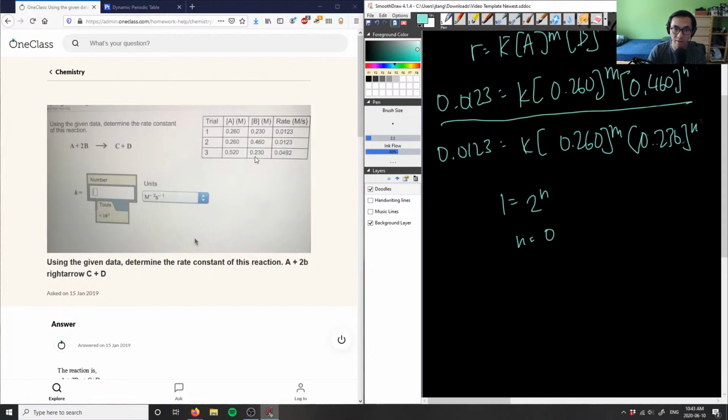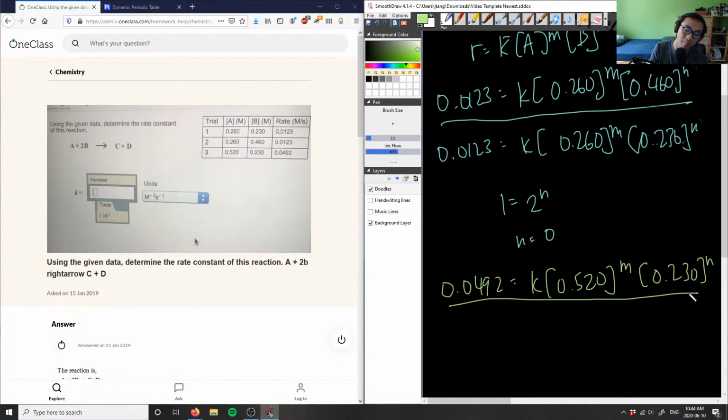And what we can do is write another equation for trial 3 here, which is 0.0492 is going to equal K times 0.520 to the power of M, and I know N now, which is 0, right? So this is 0.230 to the power of N. And I can simply divide this by our first point here, or our second point here, or honestly any of these equations would work.